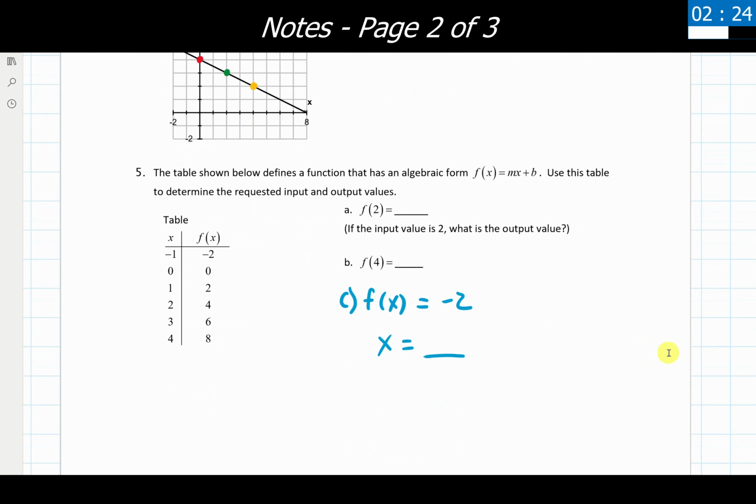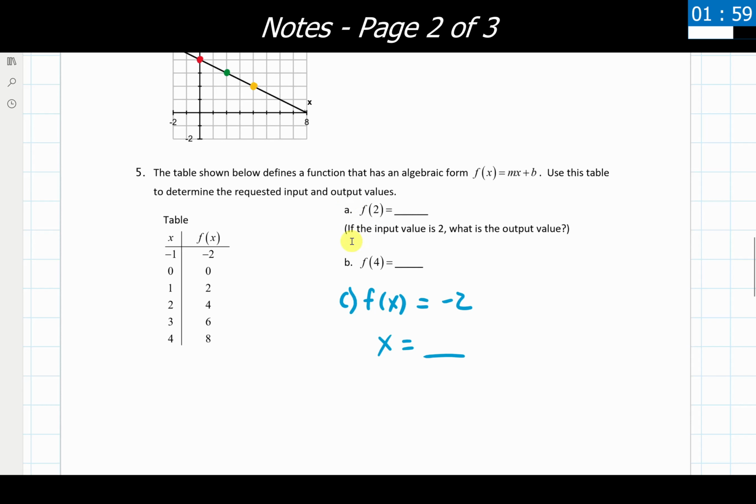Now question 5 is where we get to do this same idea, but we're doing it with an even less visual part attached to it, meaning no graphs. We're told the table below defines a function that has an algebraic form f of x equals mx plus b. Okay, so slope-intercept form again. Use this table to determine the requested input and output values.